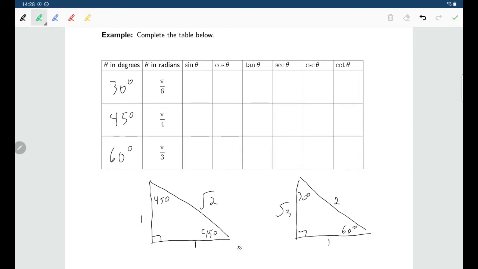So for sine of 30 degrees, sine of 30 should be opposite over hypotenuse. That should be 1 over 2, or 1/2. Sine of 45 degrees should be opposite over hypotenuse, 1 over root of 2, which in simplest terms is root 2 over 2.